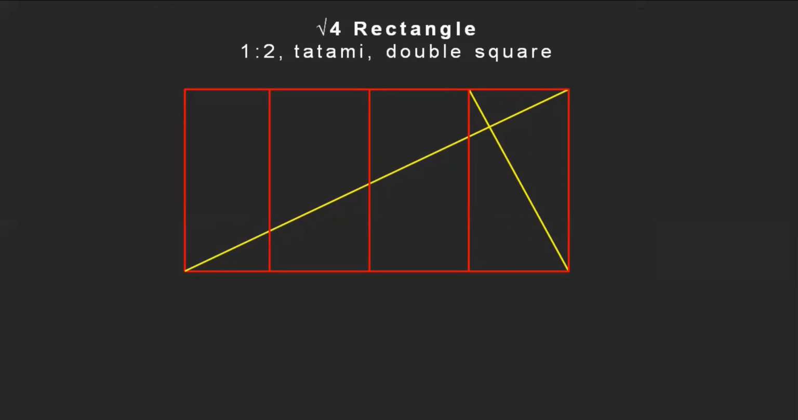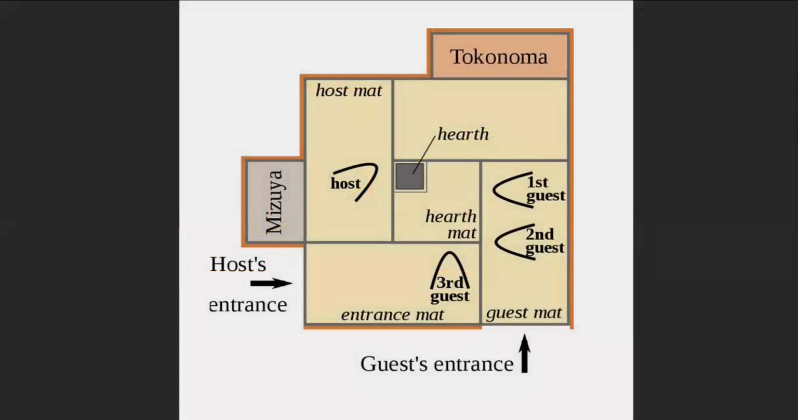This proportion of 1 to 2, the tatami, is used extensively in Japanese culture, specifically in the tea ceremony. The mat is called a tatami and exists in a relationship of 1 to 2. And the mats, as they're laid out in the room where the tea ceremony takes place, are always arranged in accordance to this proportional system.